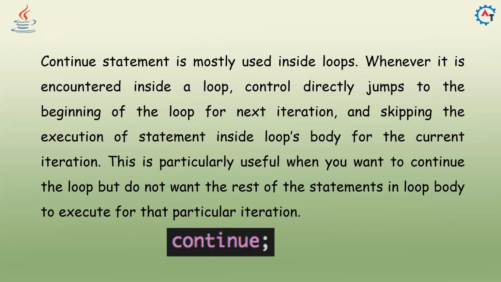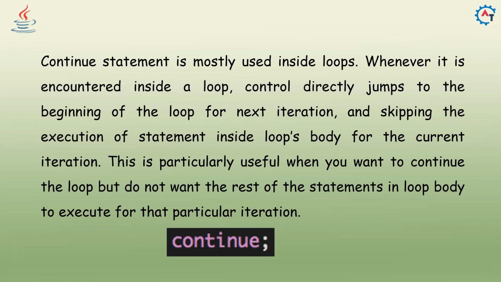So the continue statement we normally use inside loops. Whenever there is a continue statement, control directly jumps to the starting point of your loop execution. Okay, it will go to the next iteration, skipping the execution of statements inside the loop's body for the current iteration. So after continue, if you have some other statements, it will skip executing those statements and directly jump into the next iteration. So that is the use of continue.